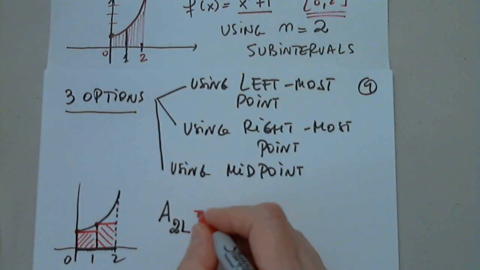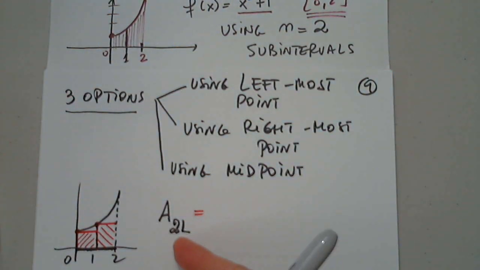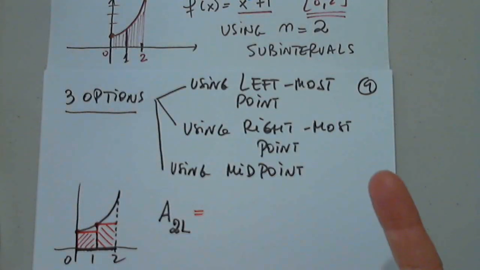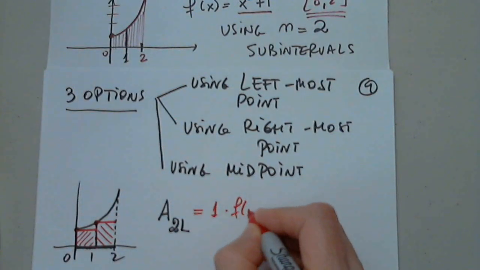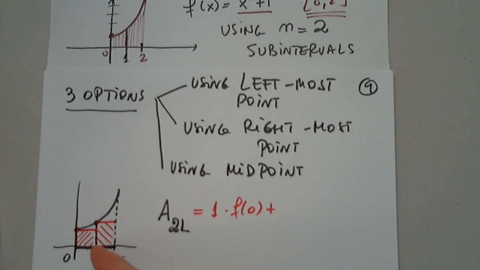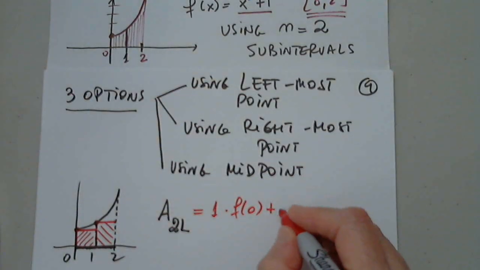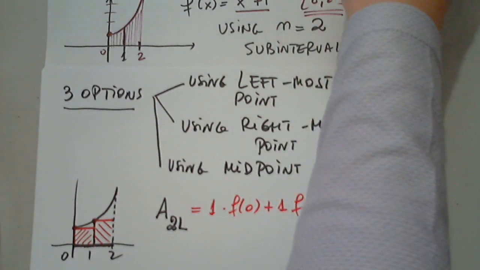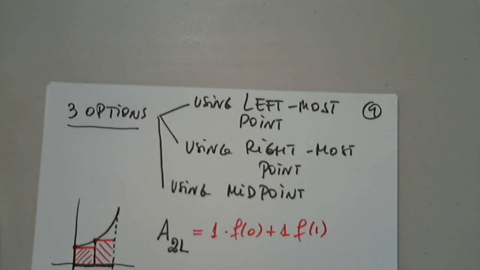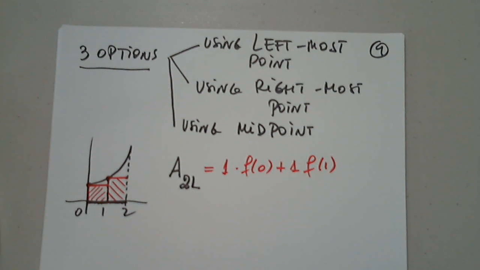So the area with 2, of course, it's an approximation of the exact. But area with 2 subintervals on the leftmost point will have 2 rectangles. Base is 1, f of 0, plus base is 1, f of 1. We'll calculate that in a moment. I want you to see all 3 options up front.